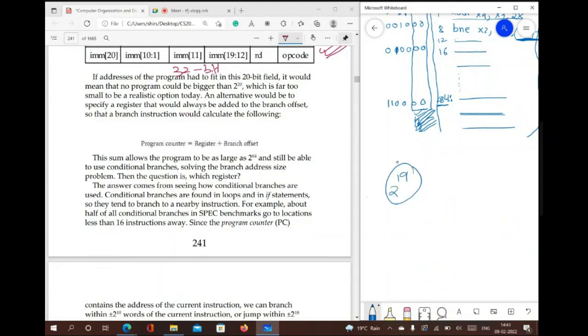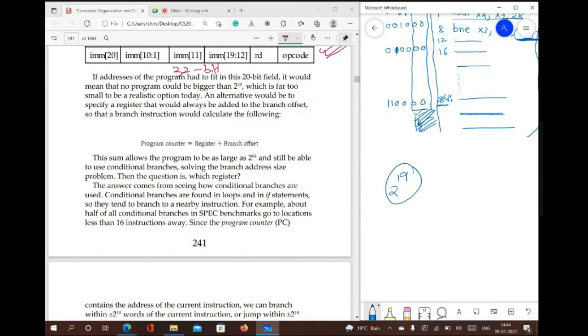In modern applications, when we write software, the programs sometimes have millions of lines of code, right? So in the modern day, it is not practical to limit it. Limiting every program to 2 to the power 19 instructions is not at all a practical solution. So what is the alternative?